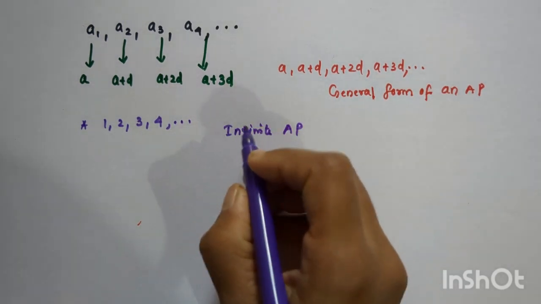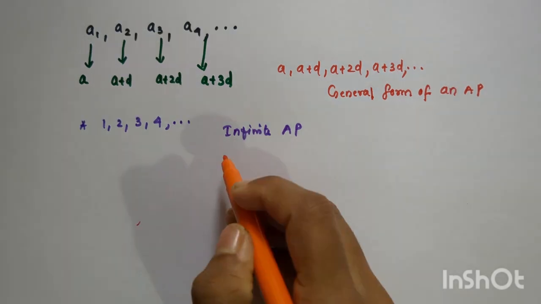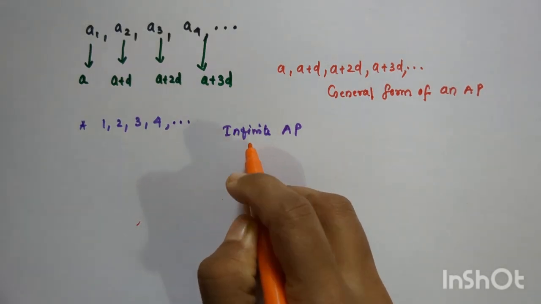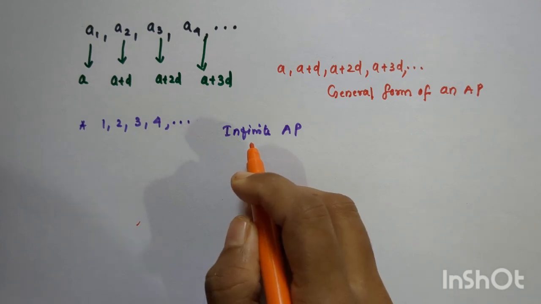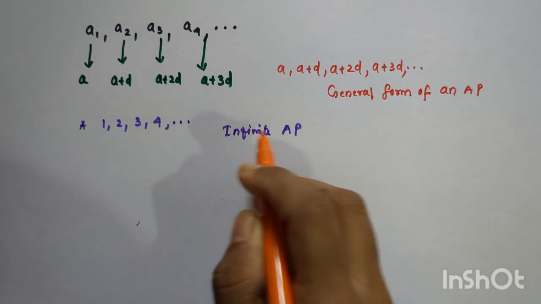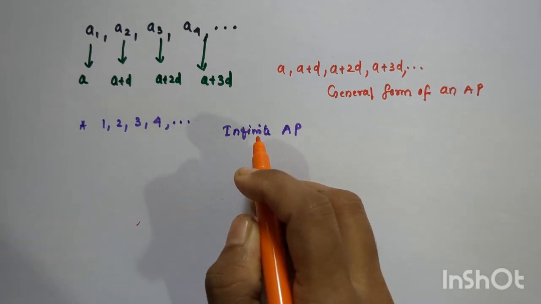For an infinite AP, we cannot say what its last term is. Such arithmetic progressions do not possess a last term.